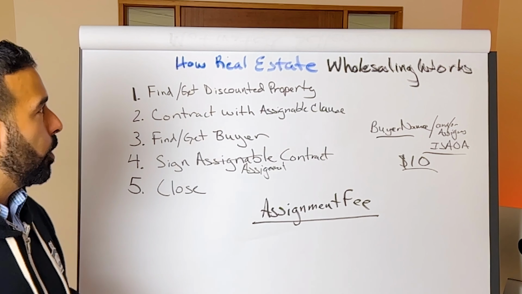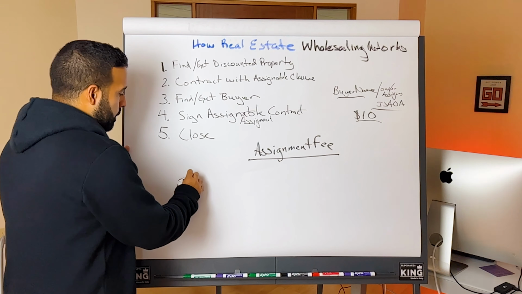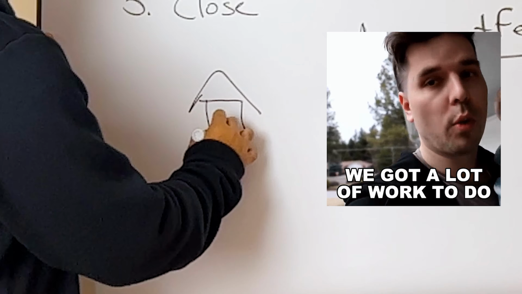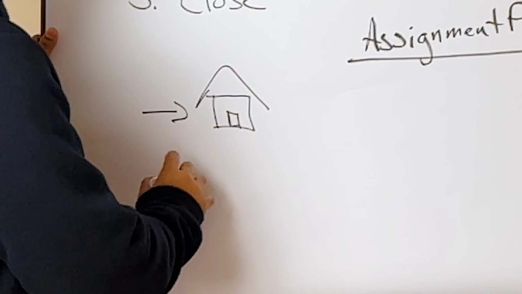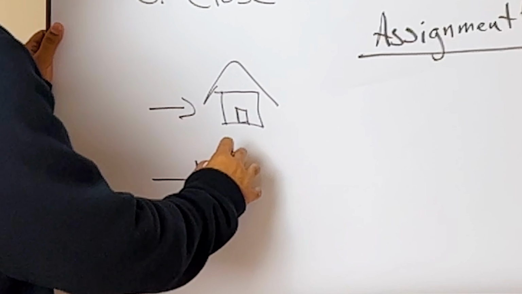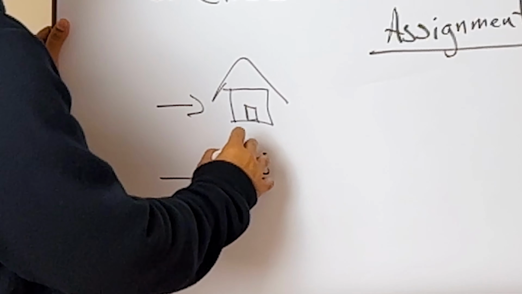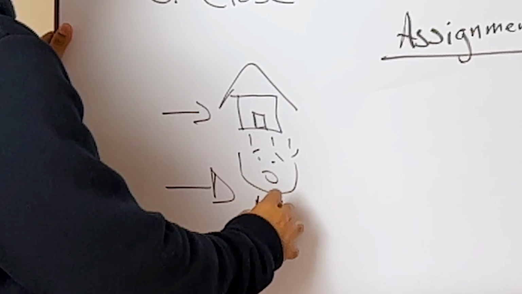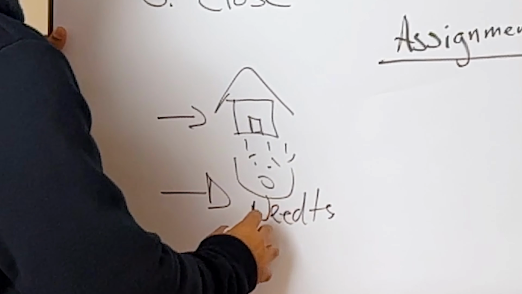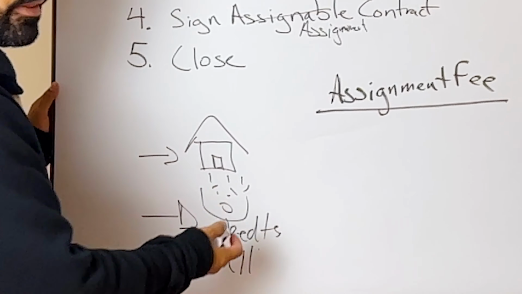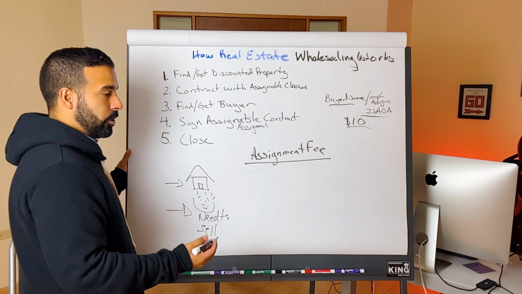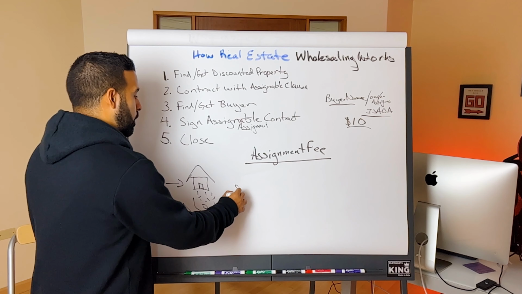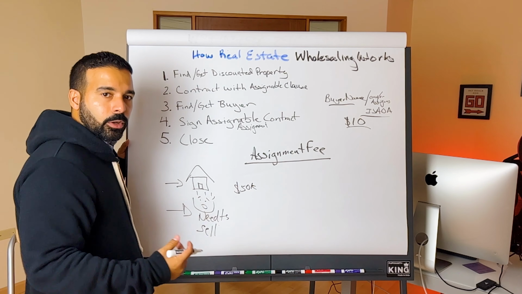All it really is, is you're finding a property that needs a lot of work, or it could be that the person is going through a situation where they're in pain and need to sell the house, and you're helping them. You're saying, hey, this property in its current shape and condition is worth about $50,000 to us and our funding partners.